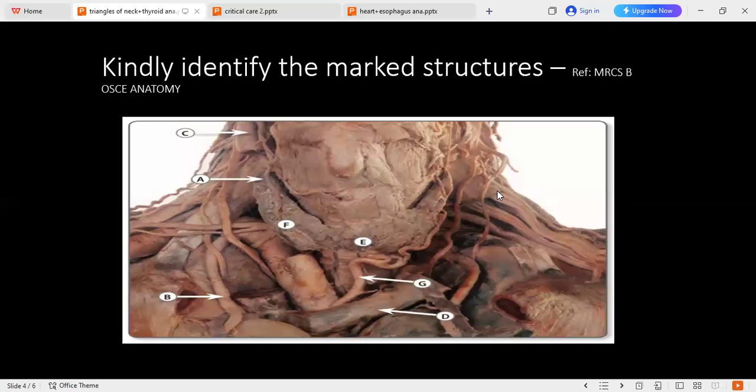which arises from the first part of the subclavian artery, and the thyroidea ima, a branch of the aortic arch. Right. And the venous? The superior and middle thyroid veins drain into the internal jugular vein, and the inferior thyroid vein drains into the brachiocephalic vein. Very good. Now tell me the lymphatic drainage of the thyroid, please.